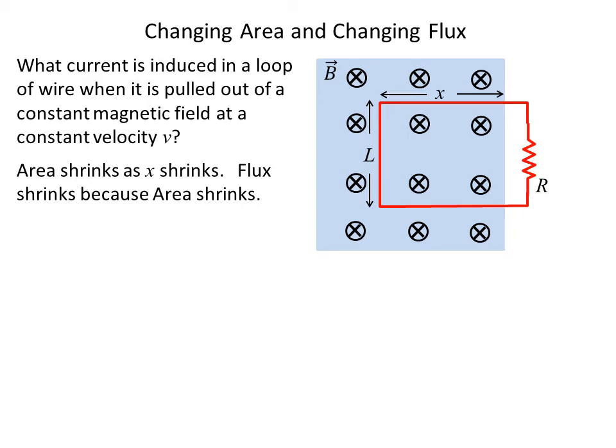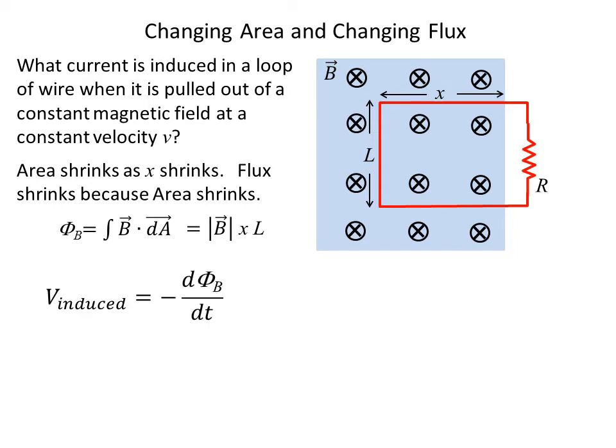And I'll put the loop back so it's a little bit easier to see. So the flux is equal to the integral of the B field dotted into the differential area. And since B is constant over the loop, where it overlaps at least, the magnitude of B times the area, X times L, is the flux. V induced is then minus the time derivative of this flux, which is minus the magnitude of B times L times dx/dt. Only X is changing with time. And dx/dt is the velocity, so our answer is minus the magnitude of the B field times the length L times V.